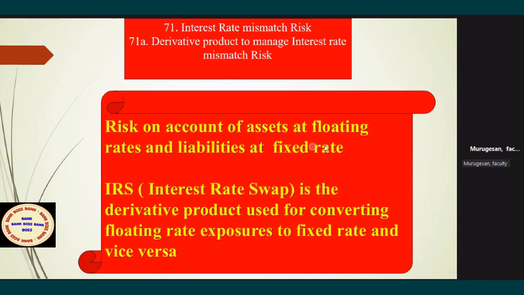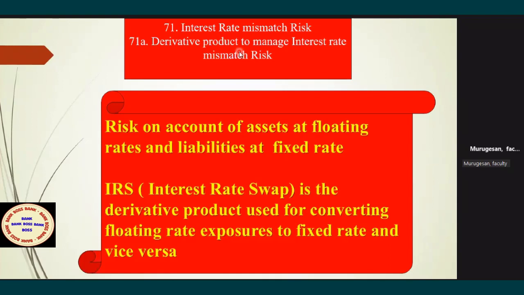The risk on account of assets at floating rate and liabilities at fixed rate is called interest rate mismatch risk. Especially all banks are facing this risk. To manage the risk, banks are also using derivative products. I think all of you remember, derivative products are called risk management tools. Sir, what is a derivative product? In other words, it's a hedging tool.